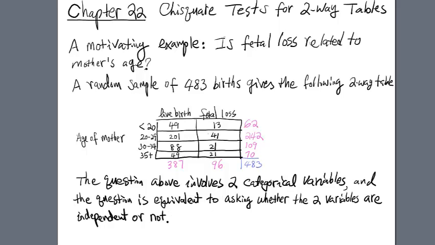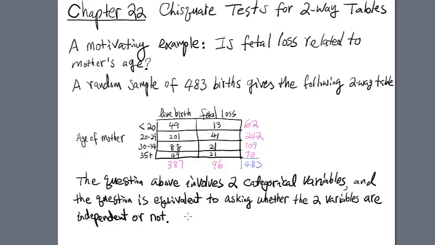So the question, is fetal loss related to mother's age, involves two categorical variables. One is age of mother, another one is birth status. The question is equivalent to asking whether the two variables are independent or not.